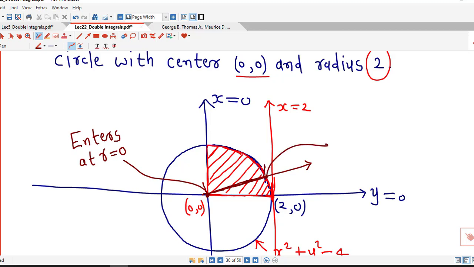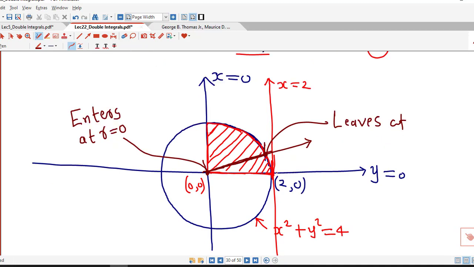Now this point at which ray is leaving the region is on the circle x square plus y square equal to 4. So we have to convert this equation in polar form. We know that x square plus y square is r square. So we have r square equal to 4, and this implies r equal to 2. So this point is on the circle. So upper limit for r is r equal to 2. So r is from 0 to 2.